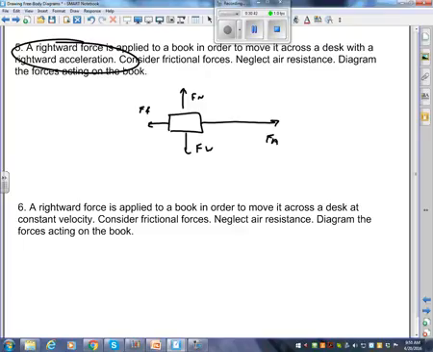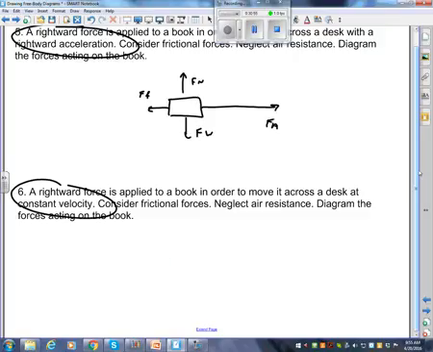Good. A rightward force applied to a book in order to move it across the desk at a constant velocity. Consider friction forces. Neglect air resistance. Diagram the forces acting on the book. Weight force. Normal force. Rightward force. There is friction. They are the same. Constant velocity.